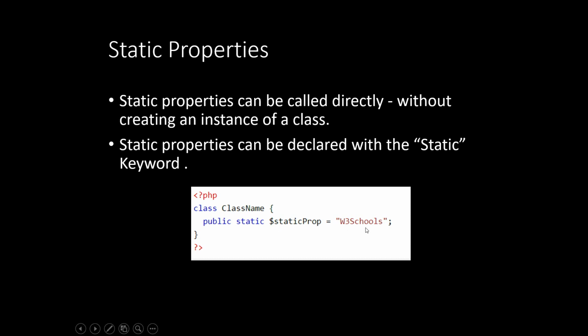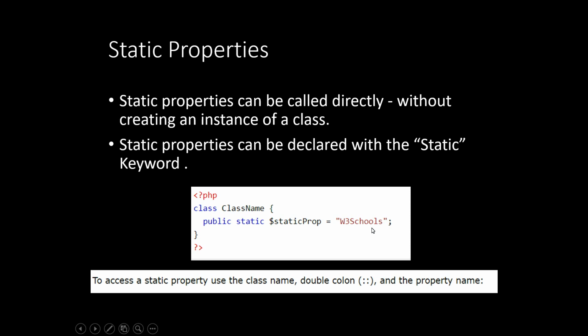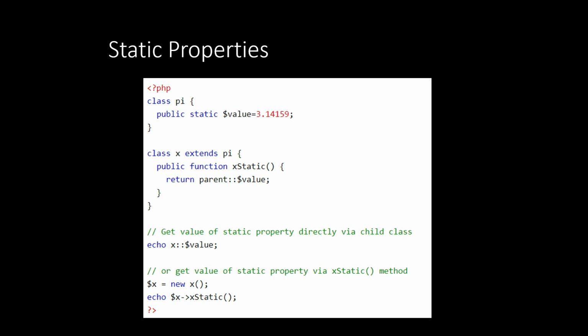To access a static property, use the class name, similar to the static method, then the double colon, and then the property name. For example, in this scenario, the class name, the double colon, and staticProp, that is the static property. To know more about static properties, let's consider this example. We have a class named pi, and inside the class we have a static property with the value 3.14159.